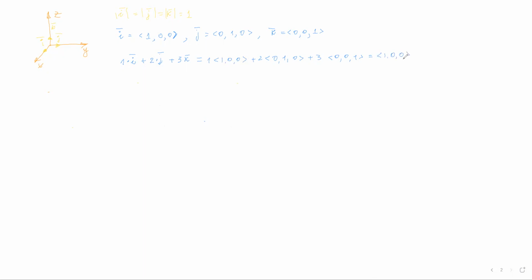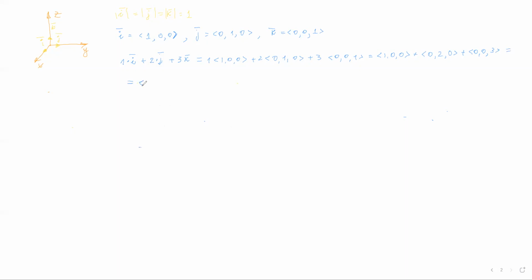For the second one, x component is 0, so it's not going to change when multiplied by 2, but y component is going to change, and that's going to be 0, 2, right? Because we multiply 2 by 1, it's 2, and z component is still 0. For the last one, we're going to multiply by 3 only the last component, right? Because first two components are equal to 0. Now I'm going to use the addition rule for these 3 vectors, right? I add x components, y, and z components.